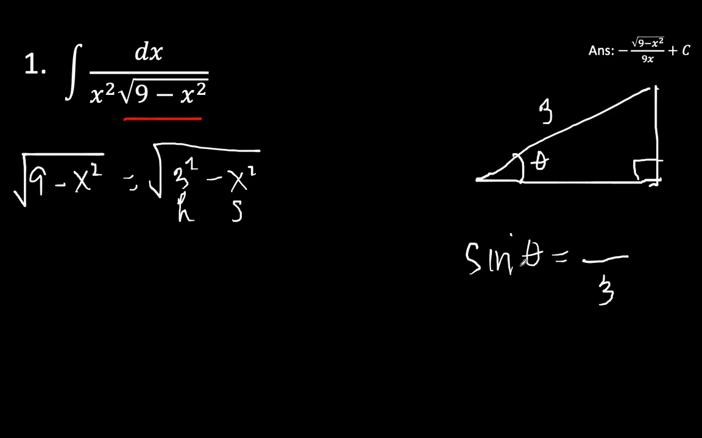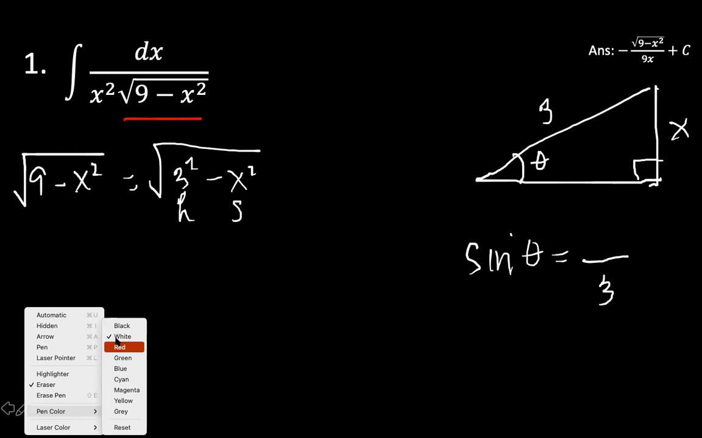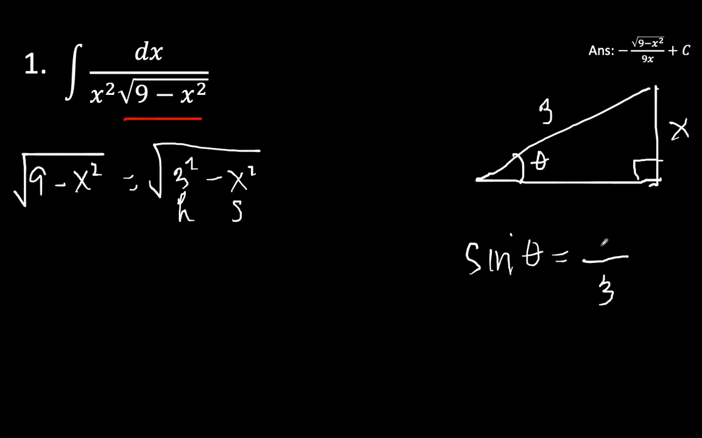For us to make a simpler equation, we can place the opposite part of theta to be x, such that we could have x here. Sorry, it should be x, so let me just erase that. Okay, this is x. If this is 3 and this is x, therefore this side is equal to the square root of 9 minus x squared using the Pythagorean theorem.